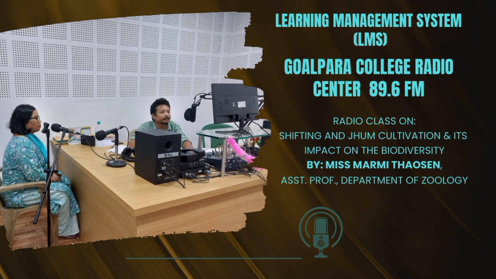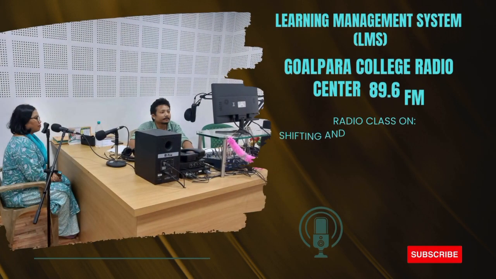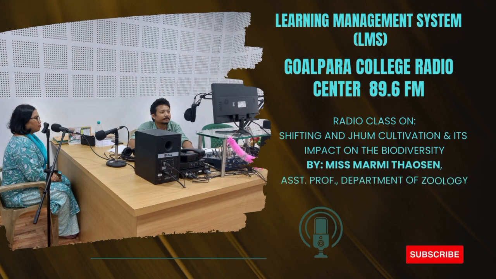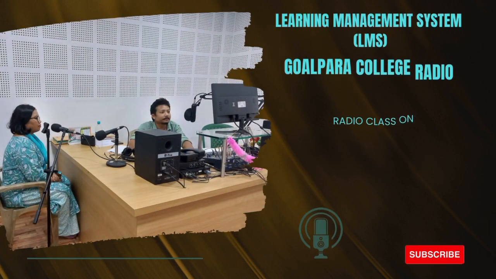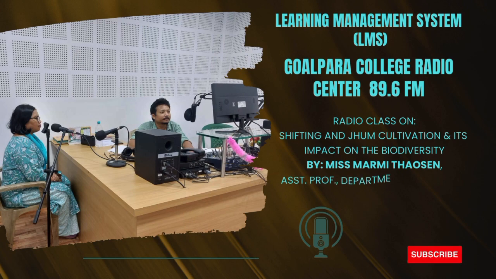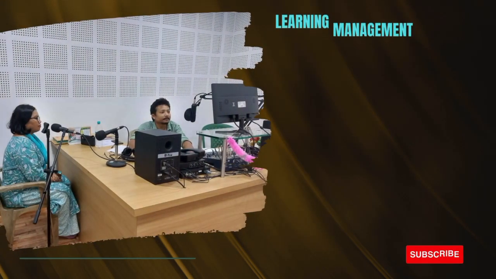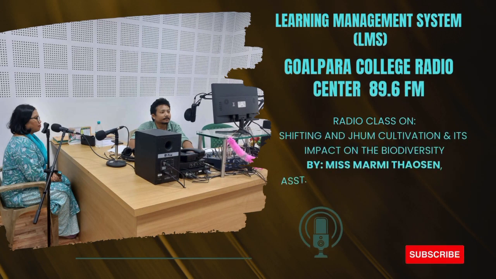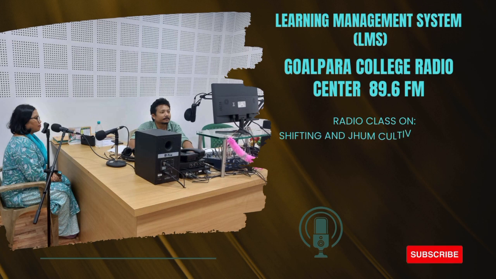The third effect is fragmentation of habitats. Jhum cultivation can also lead to the fragmentation of habitats, which can have further negative impacts on biodiversity. Fragmentation can reduce the size and connectivity of habitats, which can make it more difficult for species to move between different areas, find their food and mates, and avoid being hunted by predators.